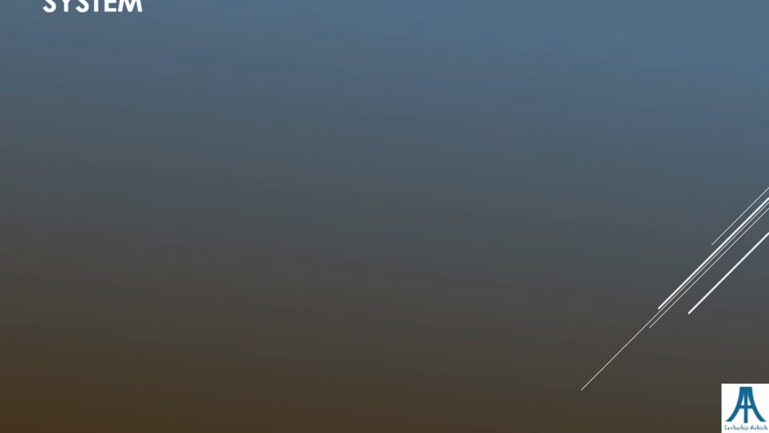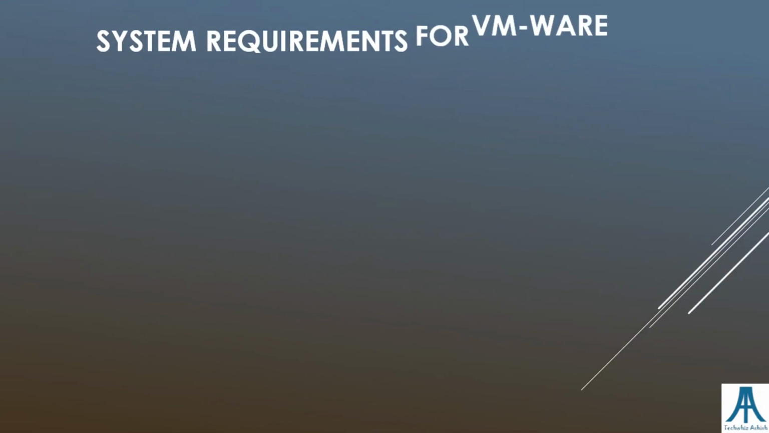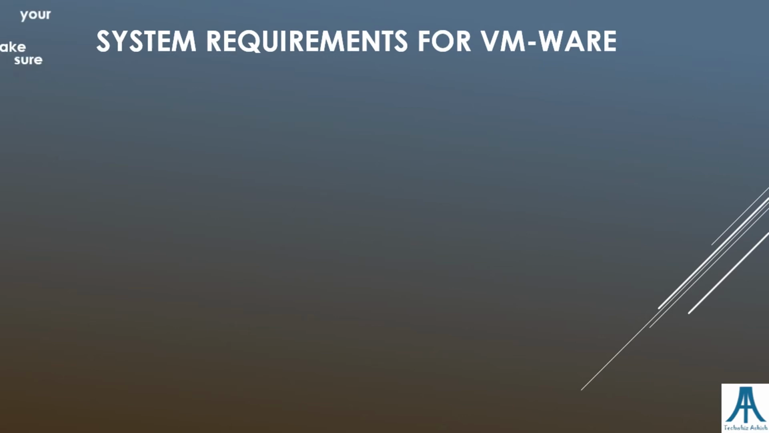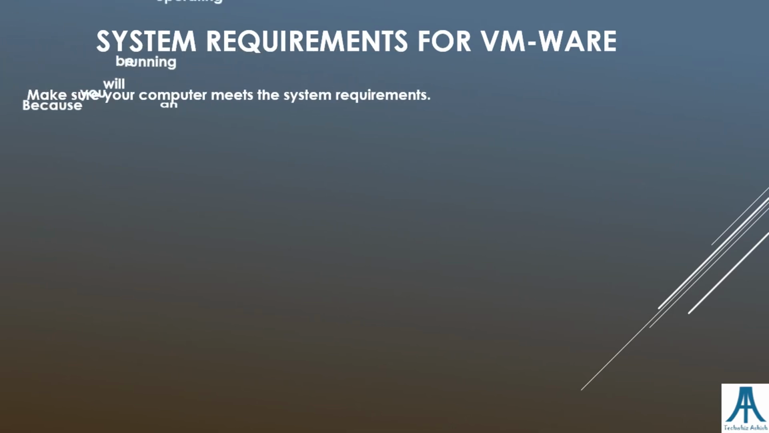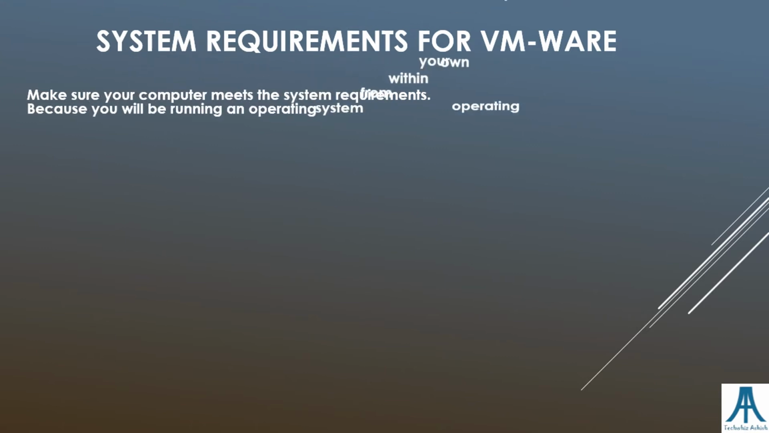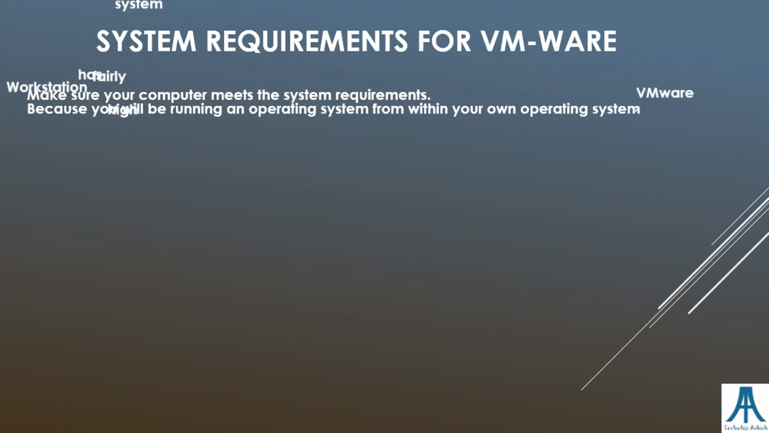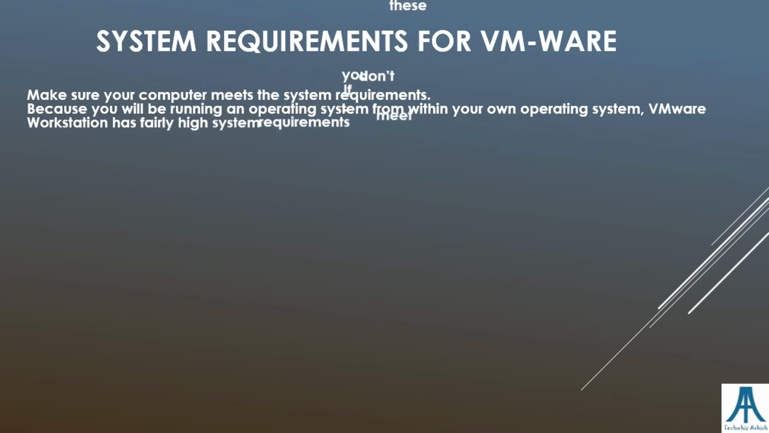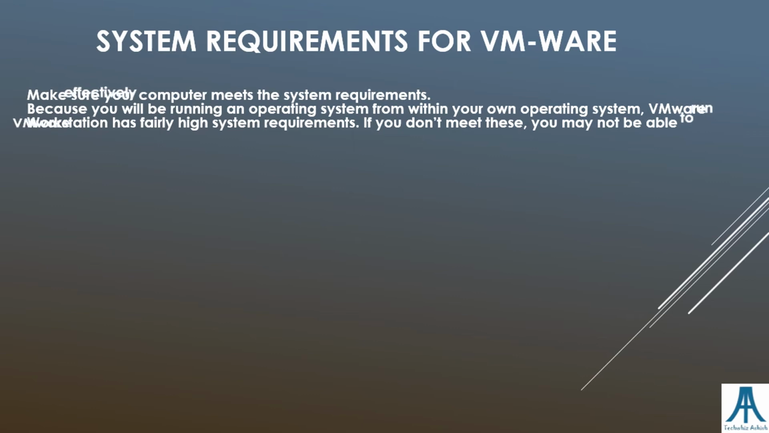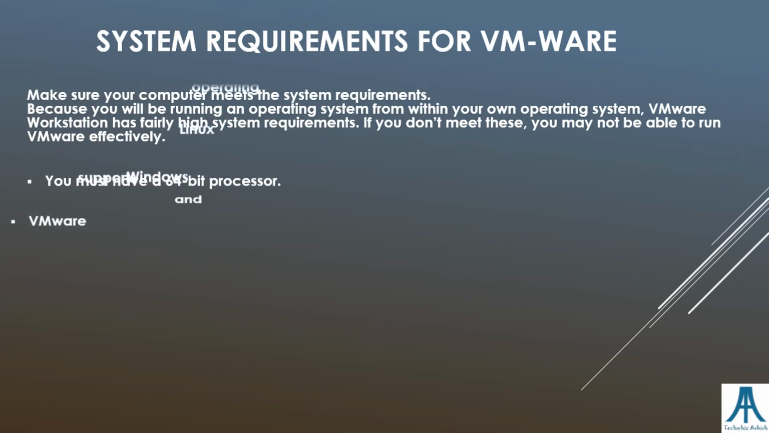System requirements for VMware. Make sure your computer meets the system requirements. Because you will be running an operating system from within your own operating system, VMware Workstation has fairly high system requirements. If you don't meet these, you may not be able to run VMware effectively. You must have a 64-bit processor. VMware supports Windows and Linux operating systems.